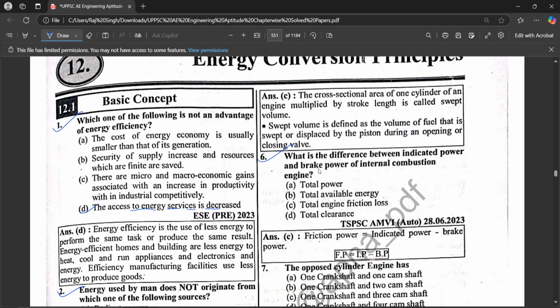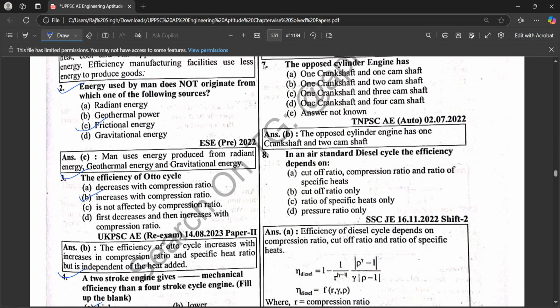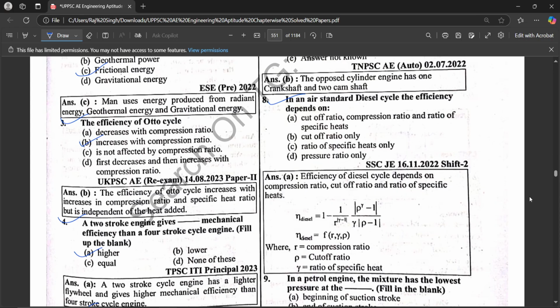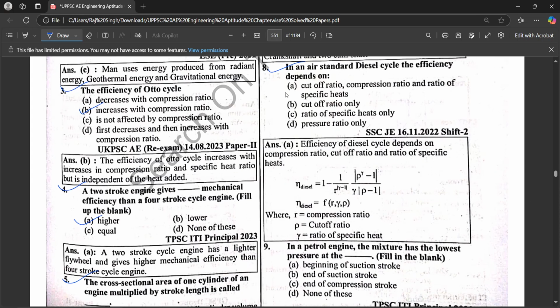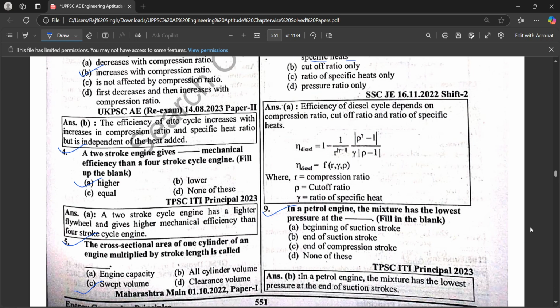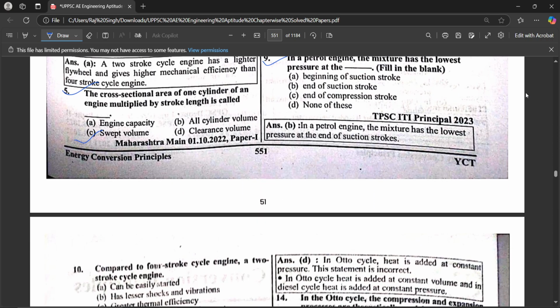पावर एंड ब्रेक पावर ऑफ इंटरनल कंबस्शन इंजन, which is a total engine friction loss. The opposed cylinder engine has, which is the one crankshaft and two camshafts. In an air standard diesel cycle, the efficiency depends on cut-off ratio, compression ratio, and ratio of specific heats. In a petrol engine, the mixture has the lowest pressure at the end of the suction stroke.